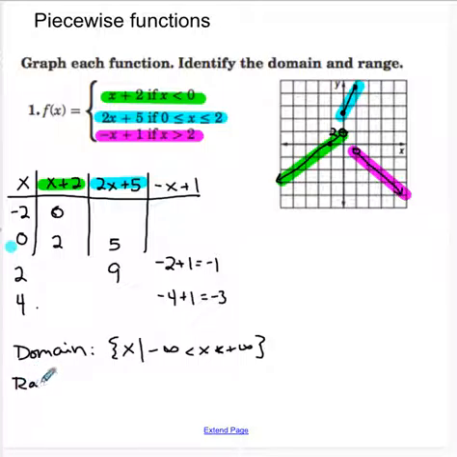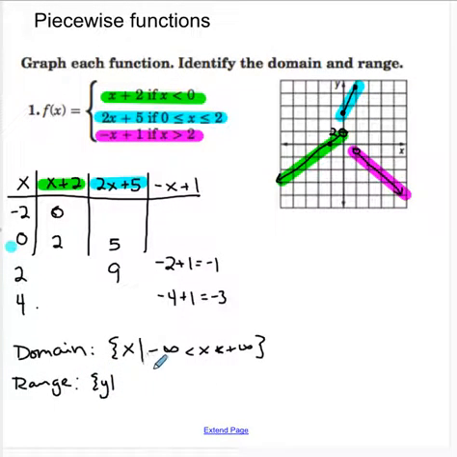The range looks like it includes everything less than 2, or we could be up here between 5 and 9, right? So we've got sort of two range values. So we've got a union for our range values.